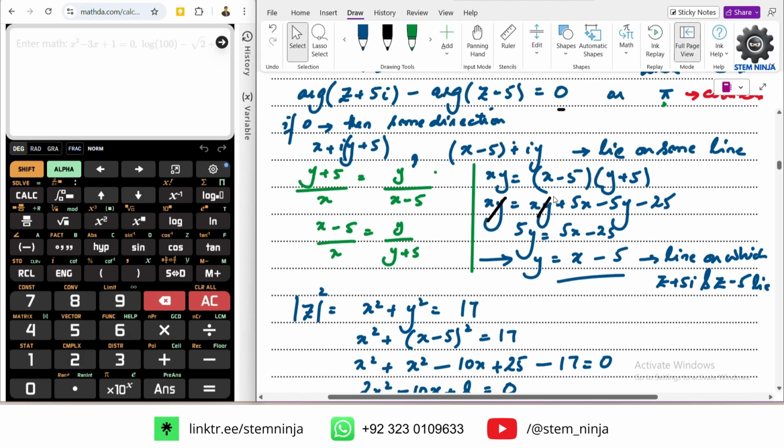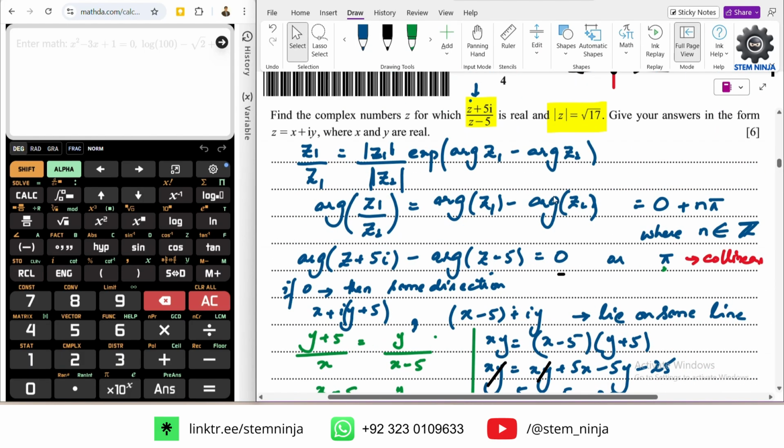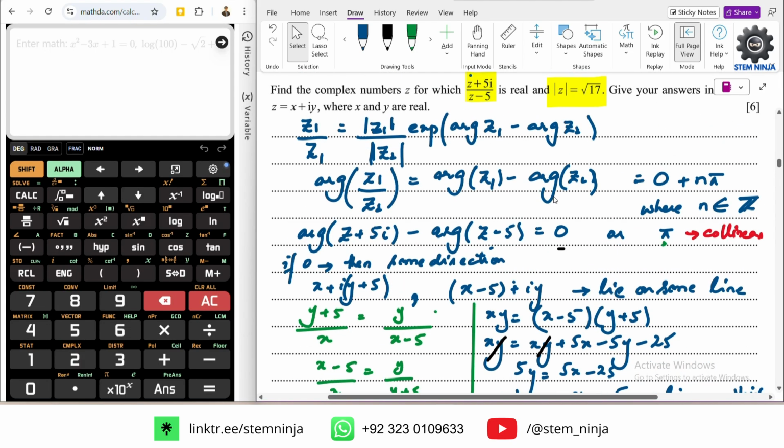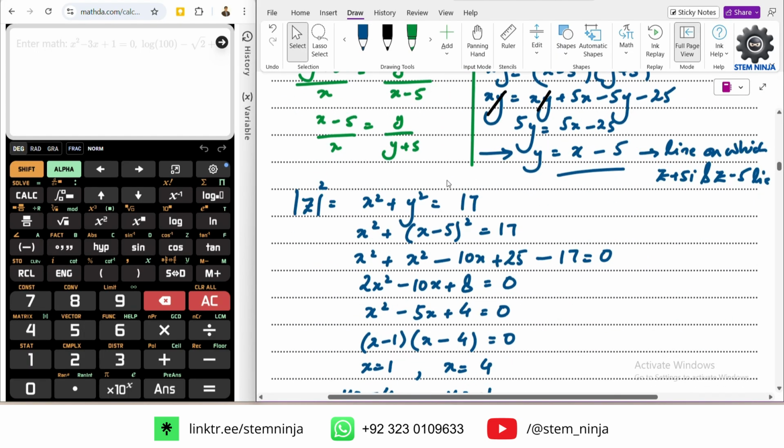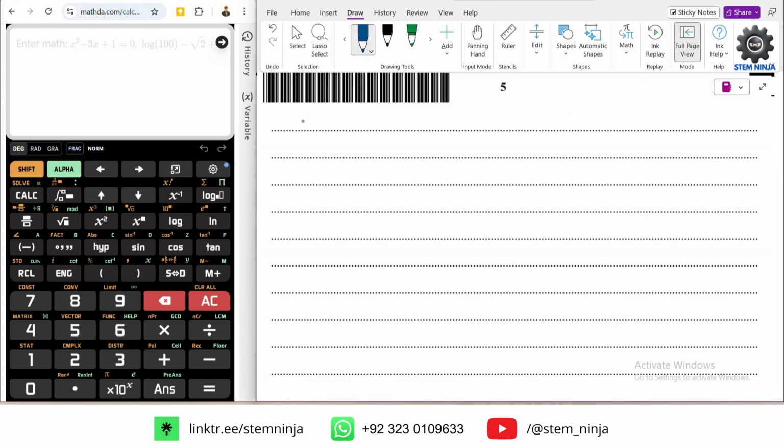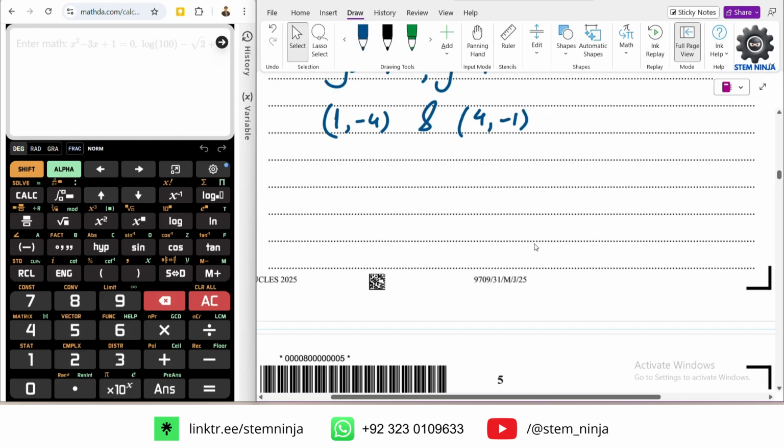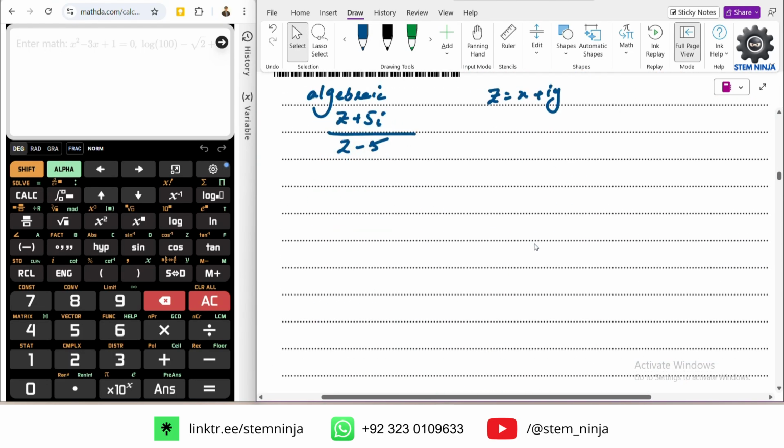Now this was the geometric way of doing this. How would we have done this algebraically? So let's do this. Over here we would have to split z as x plus iy, strictly using algebra, simply just using x plus iy. So you have z plus 5i over z minus 5, right? That's it, right? Okay, alright.